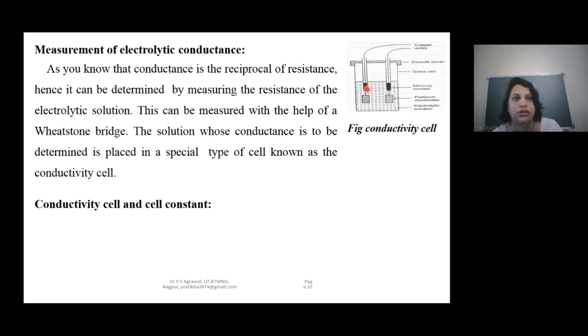Suppose we have to measure the conductance of this solution, we have to make the arrangement like this. And after that, for measuring the resistance, we have to arrange the Wheatstone bridge. Now, the vessel in which conductivity of the solution is measured is known as the conductivity cell. Now, the electrodes are polarized, that is, the products of the electrolysis accumulate on them, and the passage of current involves decomposition of the solute.